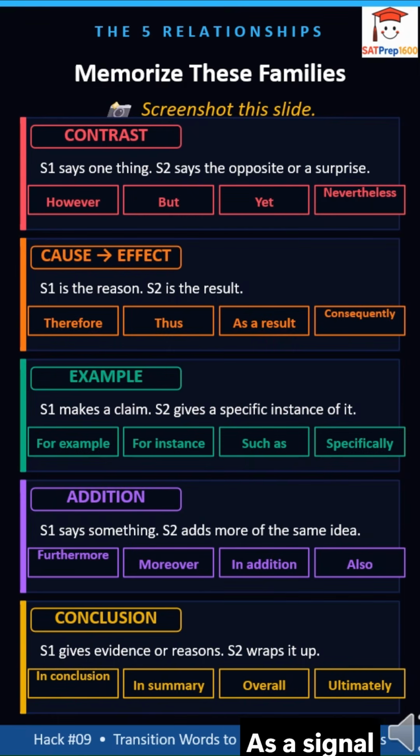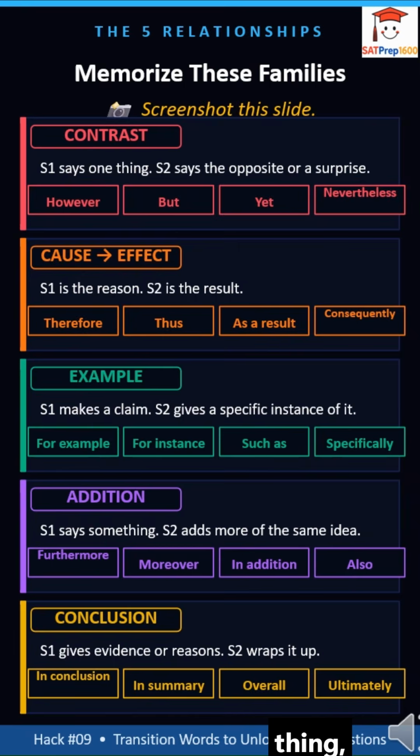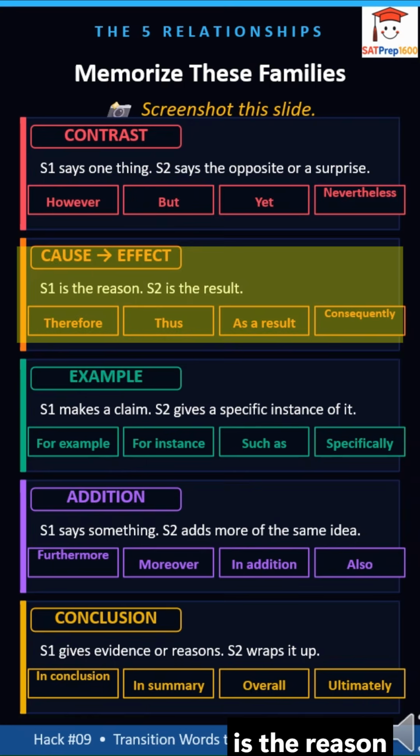5 families. Each family has a signal and a set of words. Contrast. Sentence 1 says one thing, sentence 2 says the opposite or something surprising. Words: however, but, yet, nevertheless, although, despite. Cause to effect. Sentence 1 is the reason. Sentence 2 is the result. Words: therefore, thus, as a result, consequently.